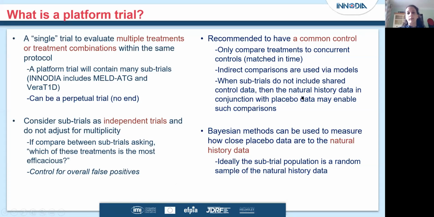Now let's say that these sub-trials do not include shared control data, then we can use the natural history data in conjunction with placebo data to enable such comparisons. And we often use Bayesian methods, which I know can be a scary word, to measure how close the placebo data are to the natural history data. And ideally, our sub-trial population is a random sample of our natural history data.